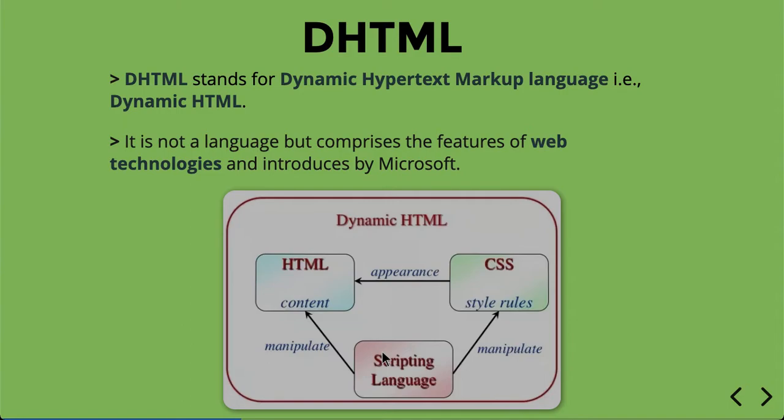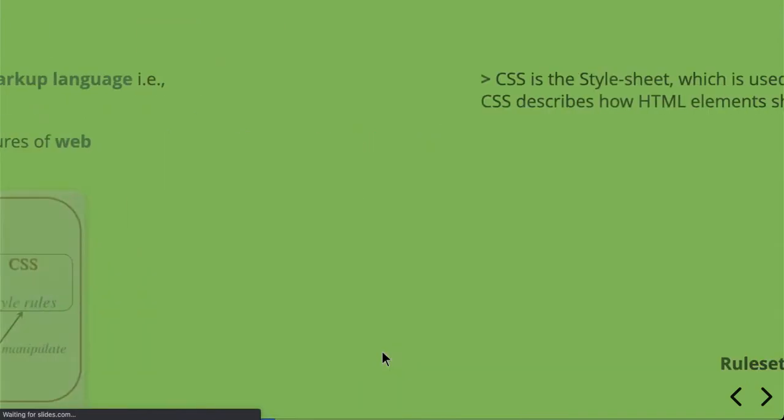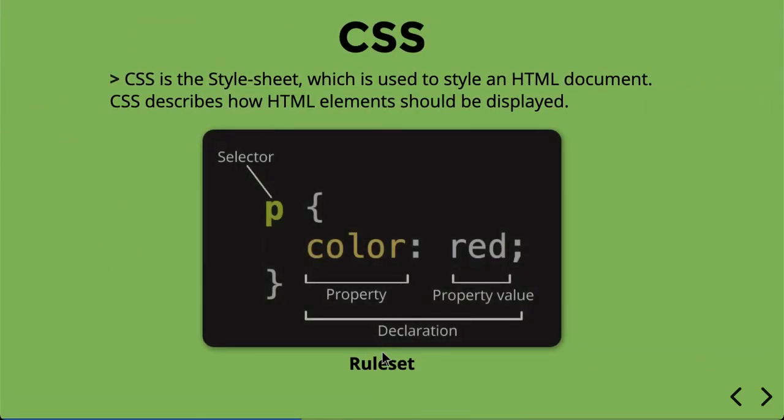And it makes sure that DHTML is not any language, and it is not any programming language, but it is introduced by Microsoft with the fourth version of Internet Explorer in 1997. So it is just a web technology with the combination of web tools, web technologies like HTML, CSS, and JavaScript. So let's move on to the CSS.